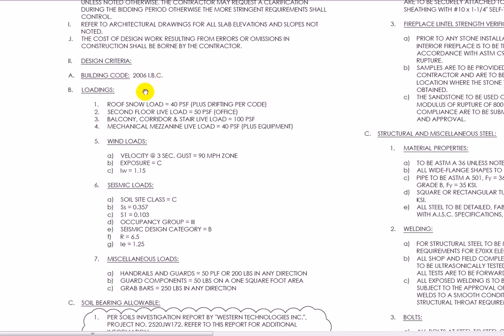Typically on structural drawings, it's required to show all the loadings used for design. And this is because sometimes there are some items that are performance specified, such as curtain walls, that the contractors need to know what to design for. So this is all the information about the loads used in the building.